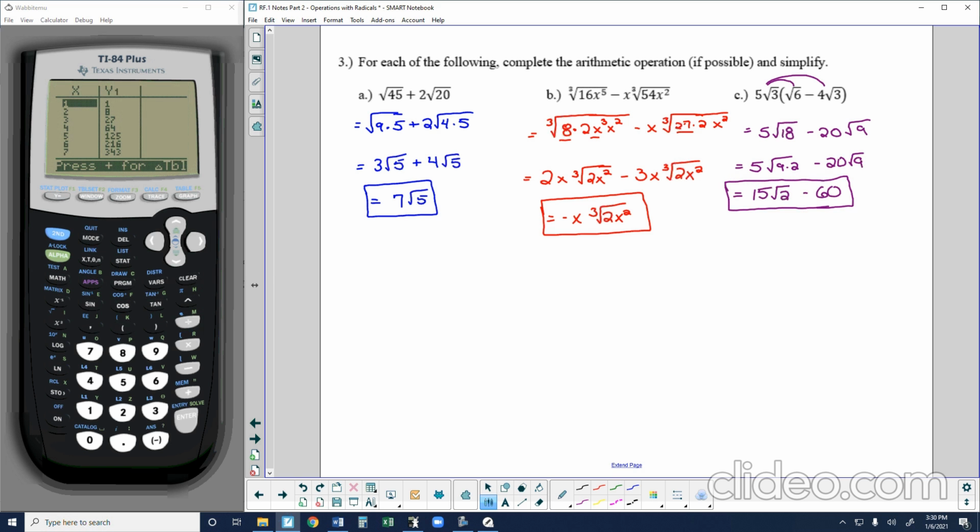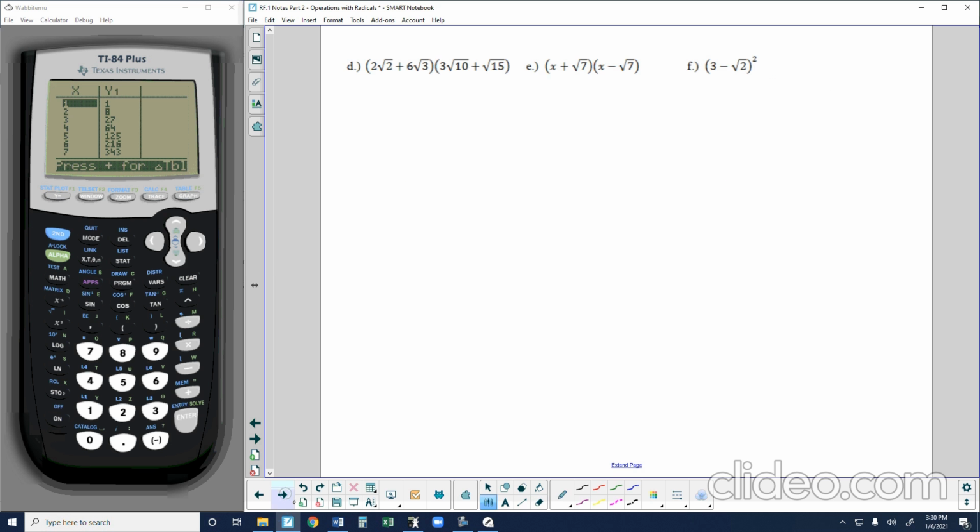So here we see a little bit of order of operations. We see a little distribution. We see our multiplication property for radical expressions, we see our product rule for radical expressions, and we see our arithmetic property for radical expressions. So we're combining a lot of ideas there. Let's go ahead and take a look at D, which expands on this a little further.